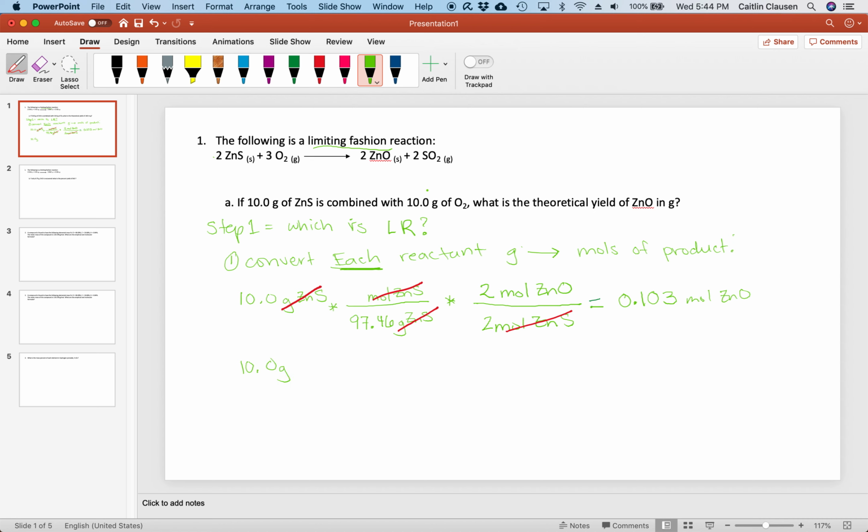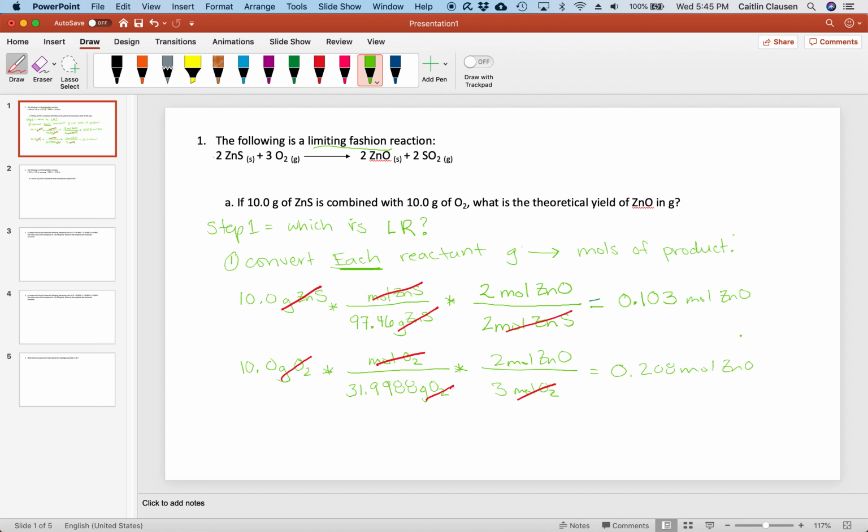If I start with 10 grams of the given oxygen, now I multiply by the molar mass of oxygen, which I calculated to be 31.98988 grams of O2. Moles on the top. Grams cancel, I'm left with moles. Now to get from moles of O2 to moles of zinc oxide, I use the balanced chemical equation. For every 3 moles of O2 used, I get 2 moles of zinc oxide. Make sure my units cancel. Those are opposite each other, so they cancel. I'm left with moles of zinc oxide. If I do the math, again, lowest sig figs is from the 10.0, so it should be 3 sig figs.